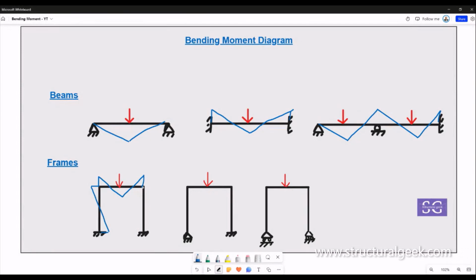Similarly, on the other arm, there will be a fixity on this side. And since the base is also fixed, there will be a fixity at the bottom as well. So this is our typical rigid frame with a point load. The bending moment is going to look like this.